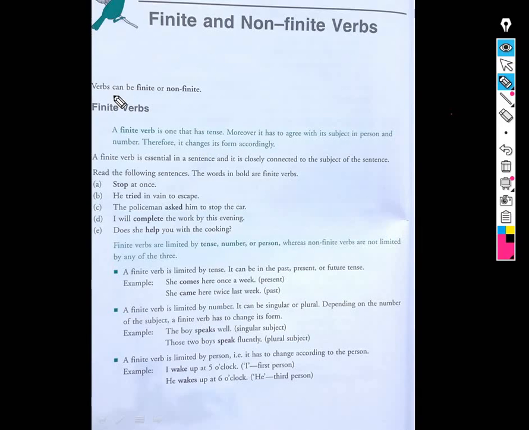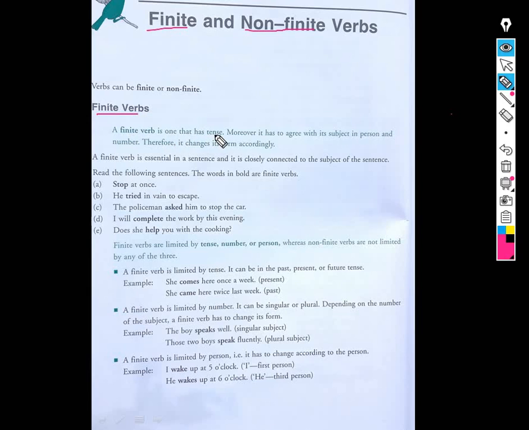The first part that we will study today is the division of verb into finite verb and non-finite verb. We will see what is the definition of finite verb, and what is the definition of non-finite verb. So let's start. Verb can be finite or non-finite. Finite verb. The definition of finite verb is written in green text. A finite verb is one that has tense.